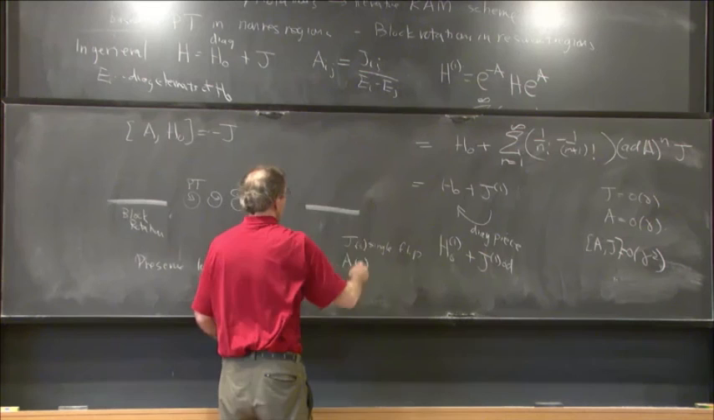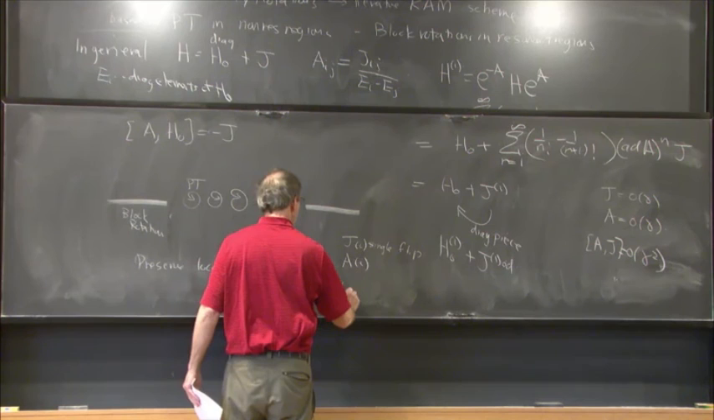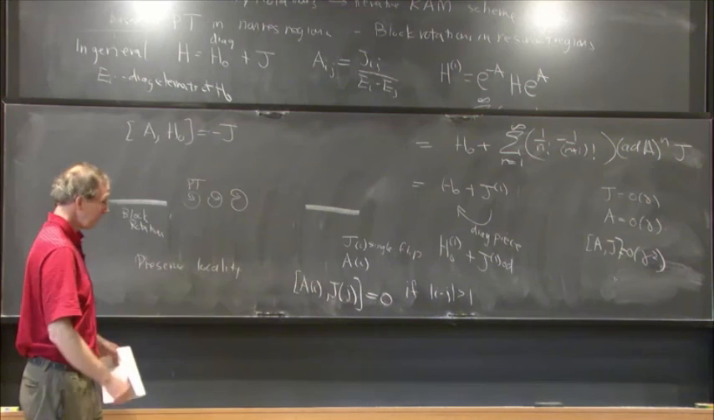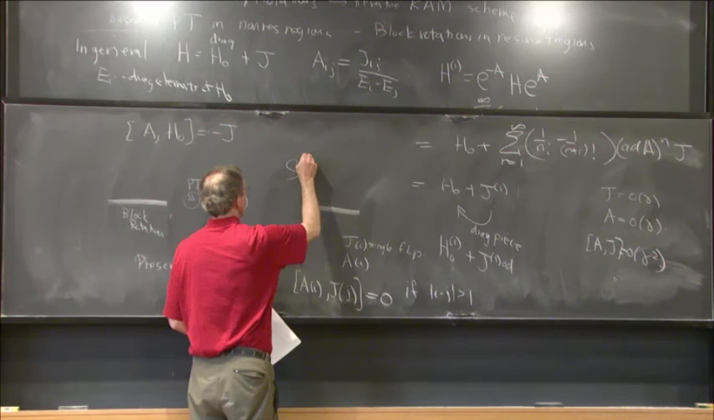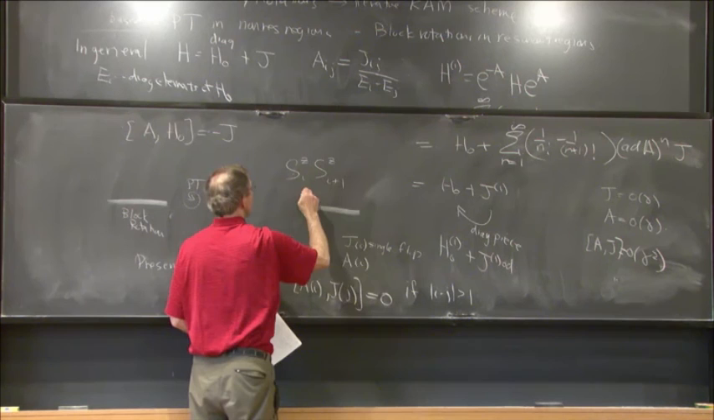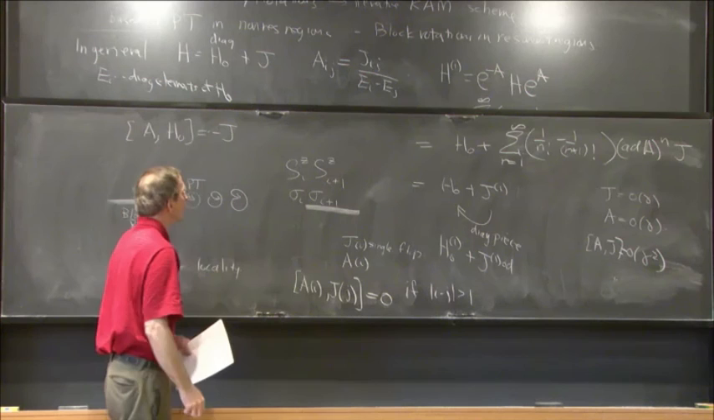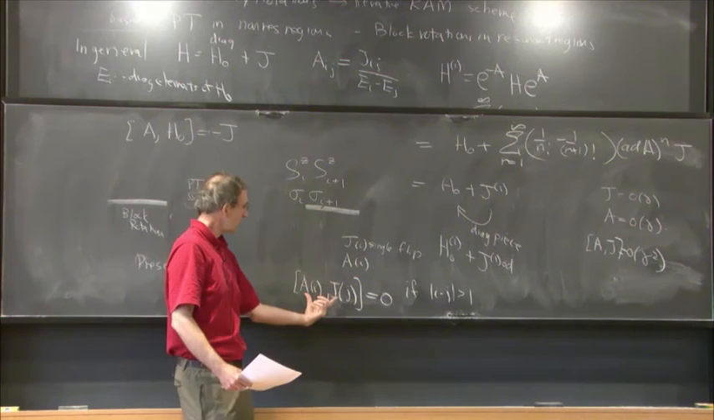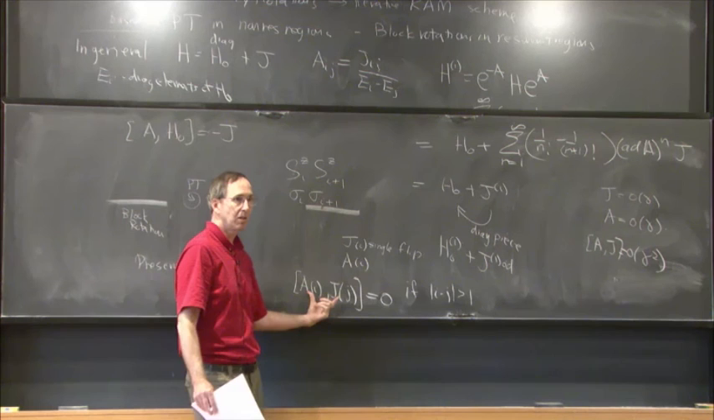If you look at the commutator, A of i with J of j, let's say, this is 0 if i minus j is bigger than 1, at least in the first step. Now, you do have this term in the Hamiltonian, sigma i sigma i plus 1, which means the energies are going to depend on sigma i plus 1. So the energy change that's induced by a single spin flip will depend upon what's going on at a neighboring spin. And so that means this commutator will be non-zero also for neighboring i and j. But beyond that, it's going to be 0.